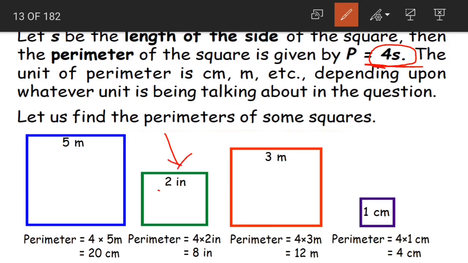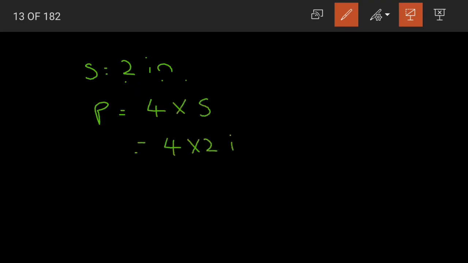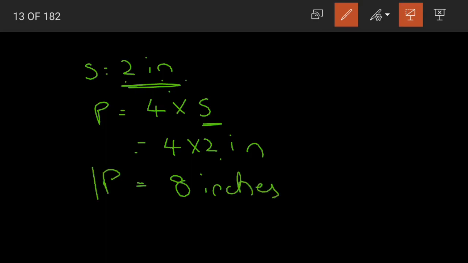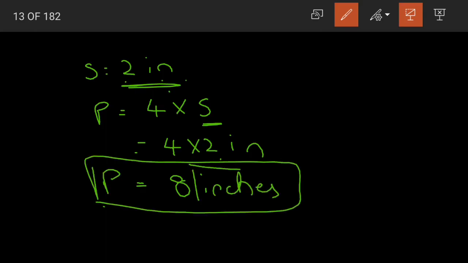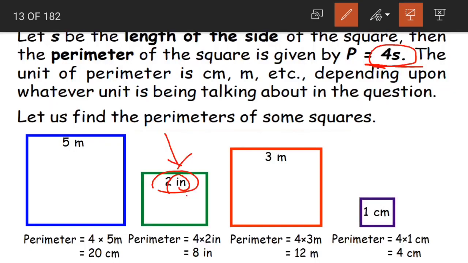Now coming to the second square, the length of the side is 2 inches. IN means inches. So what will be the perimeter? 4 into S is equal to 4 into 2 inches. 4 into 2 is 8, so 8 inches. The perimeter of the square would be 8 inches. Observe, the unit of measurement I have written is inches. Why inches? Because in the question we are given the length in inches, the answer will be represented in inches as well.